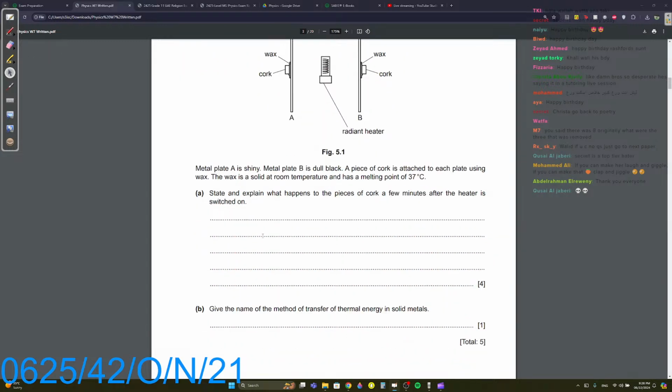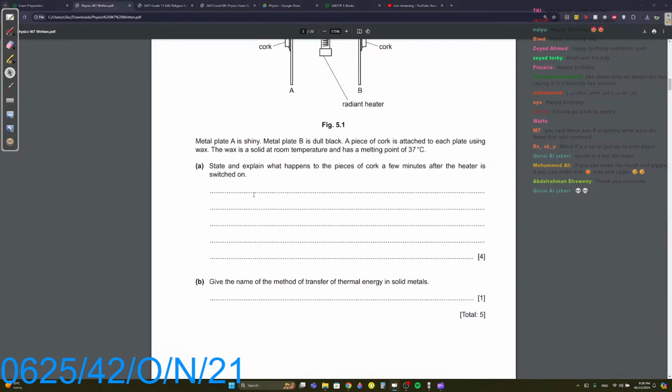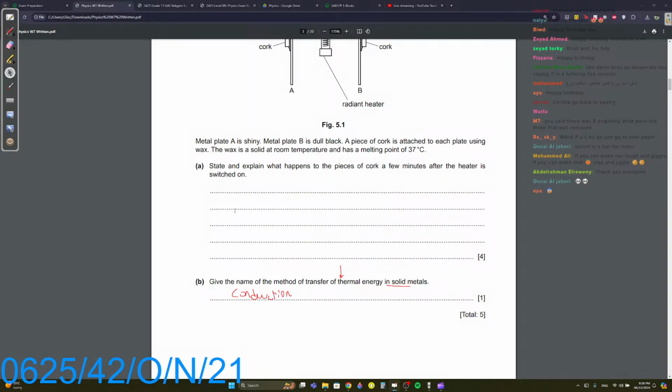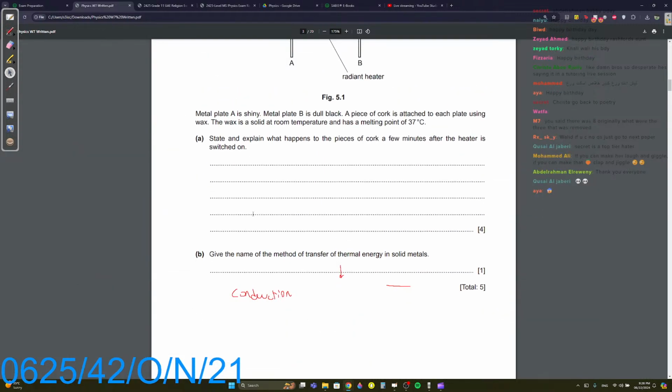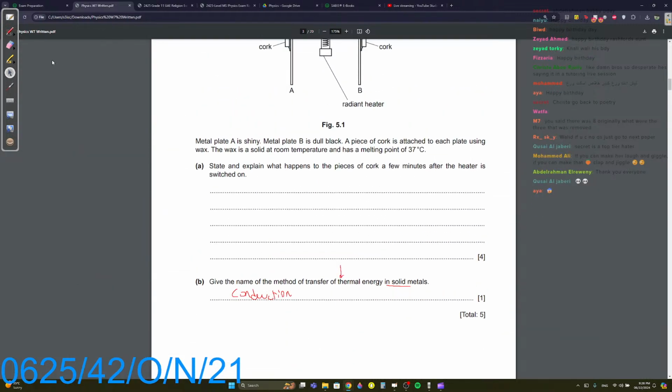Part B. Give the name of the method of transfer of thermal energy in solid metals. In solid metals, what's the way we transfer thermal energy? Conduction, right? Guys, I'm going to go a bit quicker now because these questions are very easy. Obviously, conduction is the one in metals. Any questions?